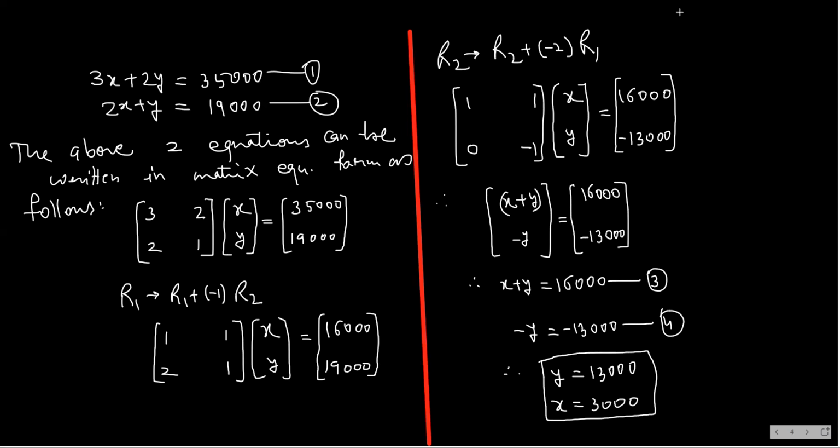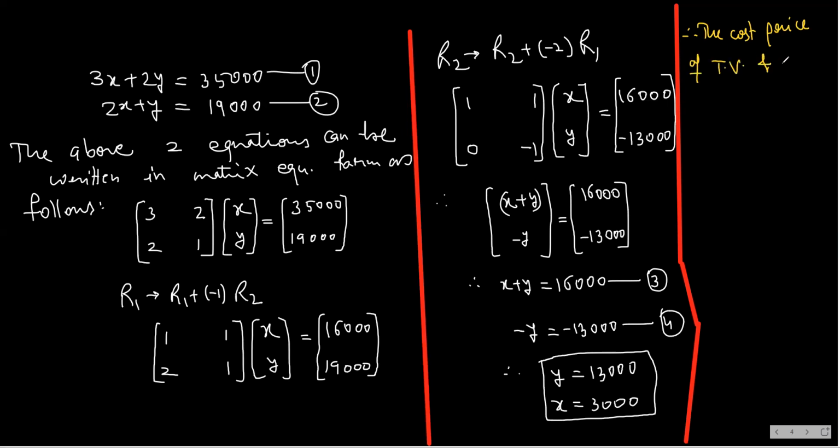Therefore, the cost price of TV and VCR are rupees 3,000. TV is 3,000. Remember, you assumed it to be x, and rupees 13,000 respectively. After that, the selling price.